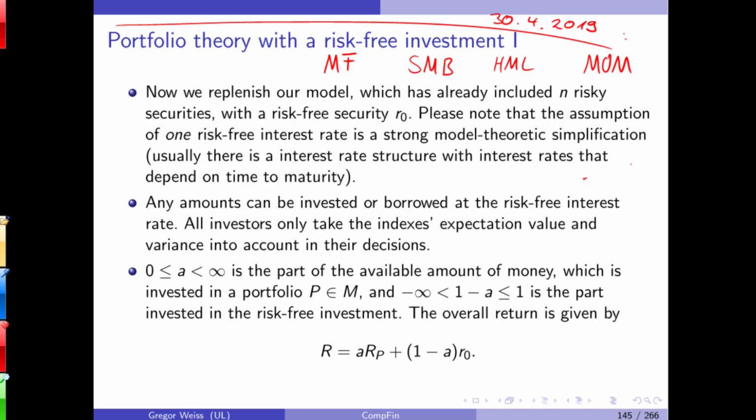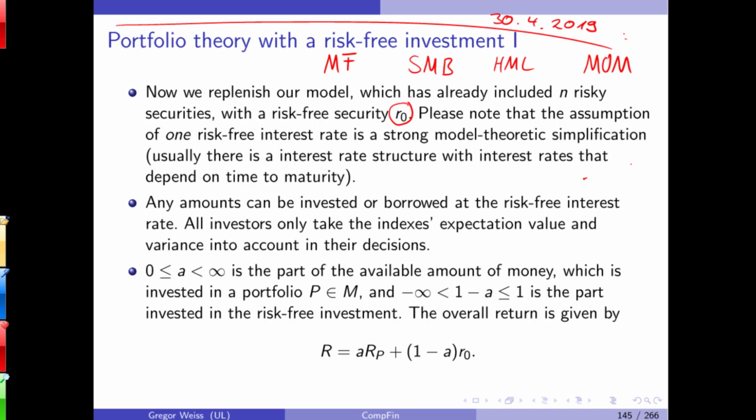So these are four types of factors you can include in a factor model. And I told you last week that we now want to extend this model even further by introducing the risk-free investment. You can take your money to the bank and you get a risk-free interest rate on your money. So this is what we're trying to include in this model right now. So we have one risk-free investment, thus we have a risk-free security return R0. This is not very realistic.